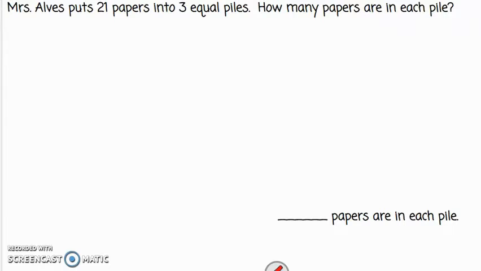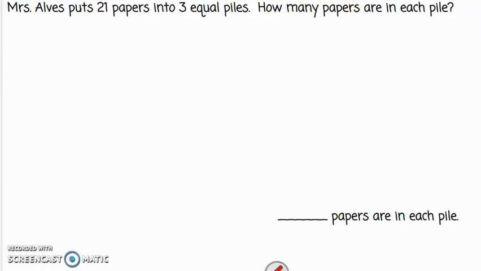Now we're going to apply the read, draw, write strategy. Let's read this problem together. Mrs. Alves puts 21 papers into 3 equal piles. How many papers are in each pile? Now that I have read the problem once for understanding, I'm going to reread the problem and try to represent the problem using a visual strategy.